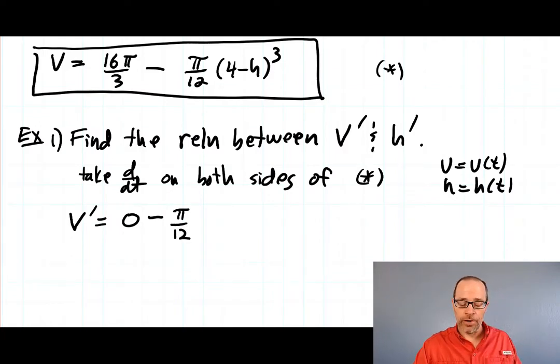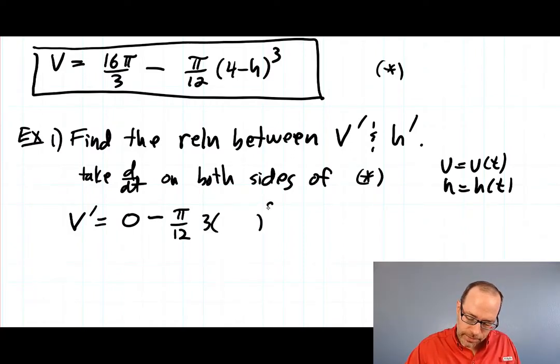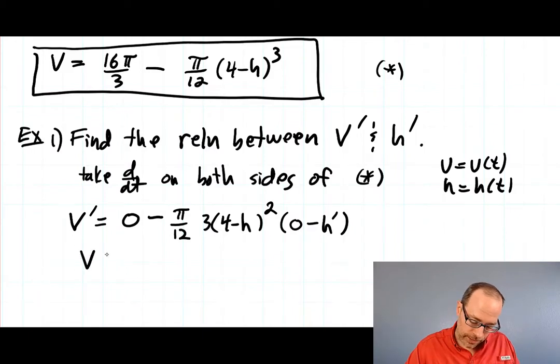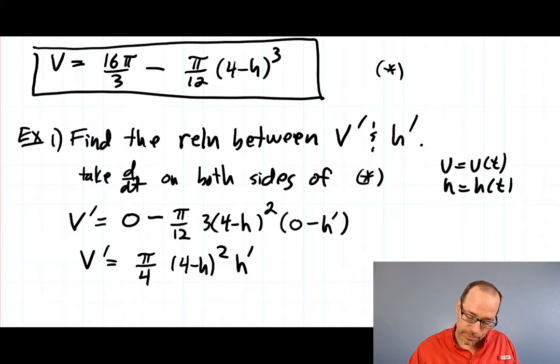And then we have this chain rule problem. So the outside function is the cube function. So its derivative is 3 times the square. You plug in the inside, that's 4 minus H. Now I have to take the derivative of the inside. 4 is a constant, no problem. But H, remember, is H of t. So its derivative is H prime. So we end up with the relation: V prime is pi over 4 times (4 minus H) squared times H prime.